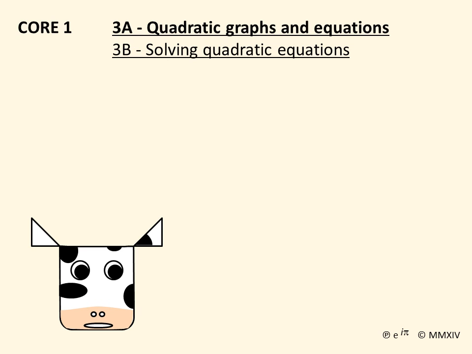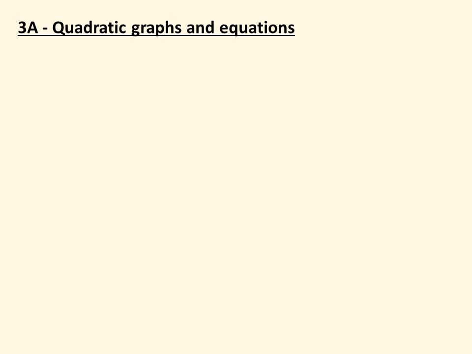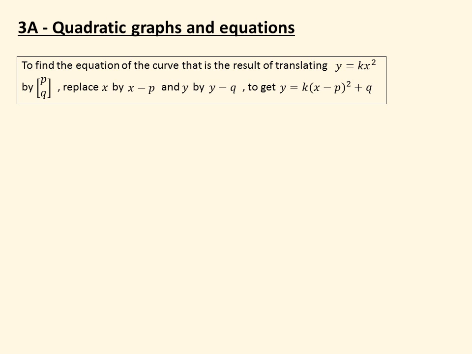In this third section, we're going to start by looking at quadratic equations and their graphs. To find the equation of a quadratic graph after a translation PQ, we just need to replace x by x minus p and y by y minus q in the original expression. We show this in example 1.